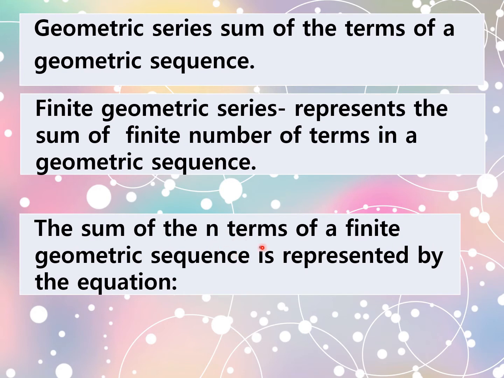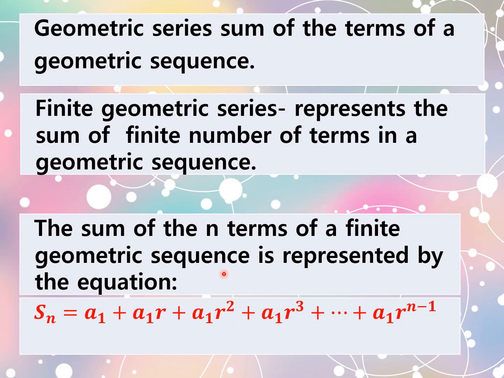And then, the sum of the n terms of a finite geometric sequence is represented by the equation S sub n is equal to a sub 1 plus a sub 1 times r plus a sub 1 times r raised to 2 plus a sub 1 r raised to 3 plus, or until, a sub 1 times r raised to n minus 1. Etong a sub 1 times r raised to n minus 1, ito yung n-th term formula natin. So, ibig sabihin, meron tayong n terms na given, or meron tayong finite number of terms na kailangan kuhanan ng sum.